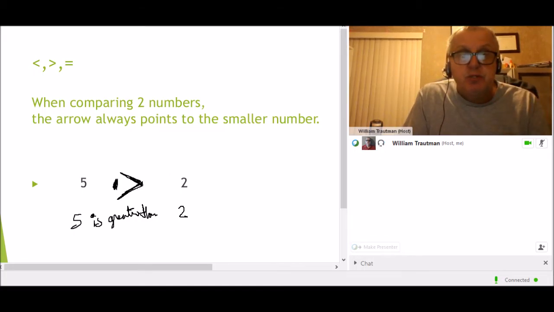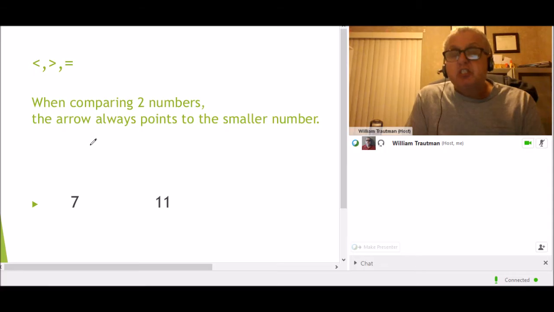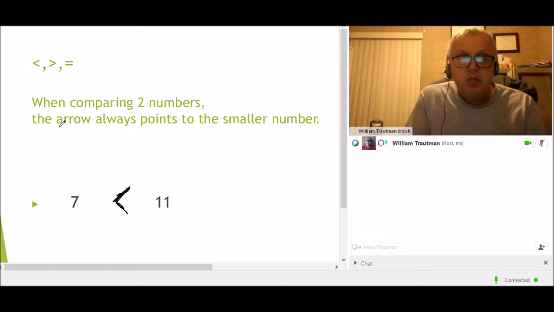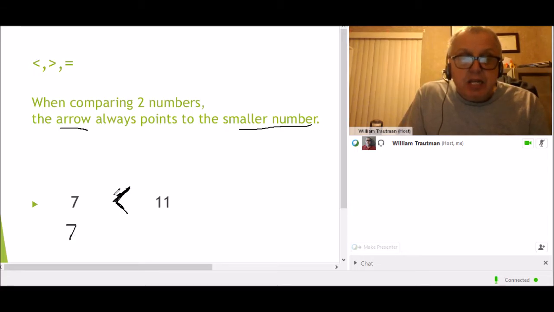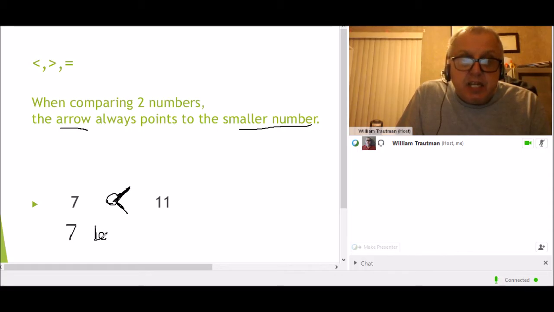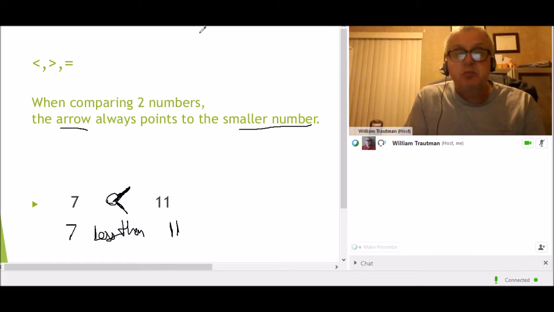So let's try another one. Which is smaller, 7 or 11? Obviously, 7 is the smaller number. So the arrow is always going to point to the smaller number. So I could read this off and say 7, and now we have the small part, the arrow. 7 is less than 11. The arrow always points to the smaller number.